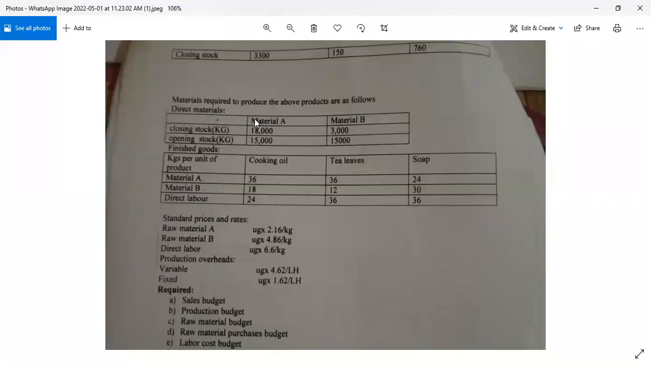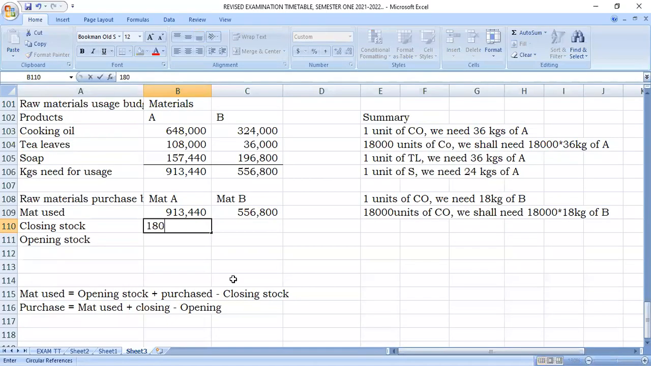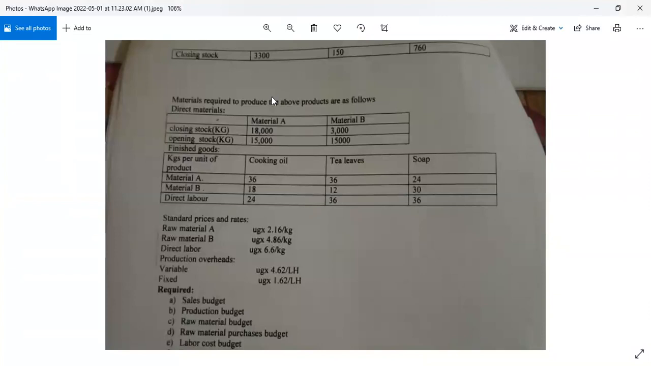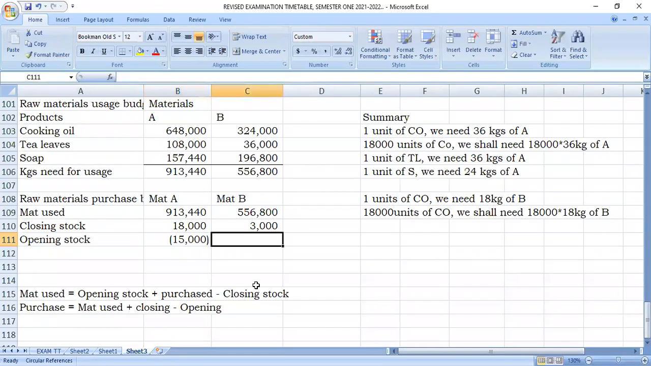Materials required to produce, here, material A. You're given closing and opening. So for material A, you're given 18,000 closing and 3,000 for B. Just go in for closing and put the figures there. 18,000 and 3,000. Then opening: for opening, they were given as 15 for both. So come and put the information. You're saying it is a minus 15.